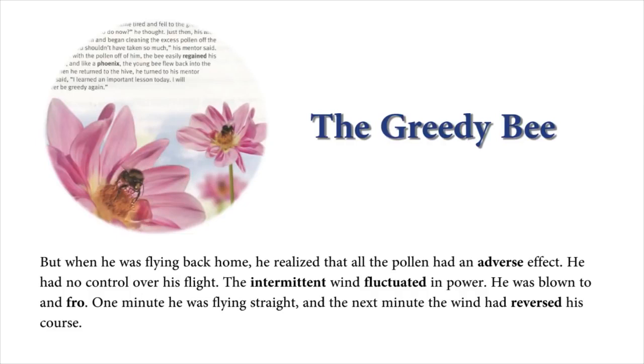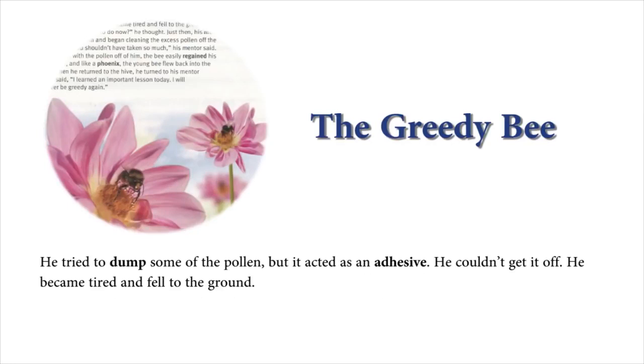He had no control over his flight. The intermittent wind fluctuated in power. He was blown to and fro. One minute he was flying straight, and the next minute the wind had reversed his course. He tried to dump some of the pollen, but it acted as an adhesive. He couldn't get it off.